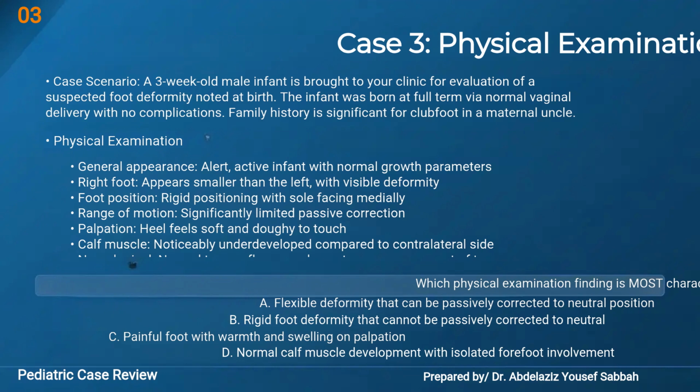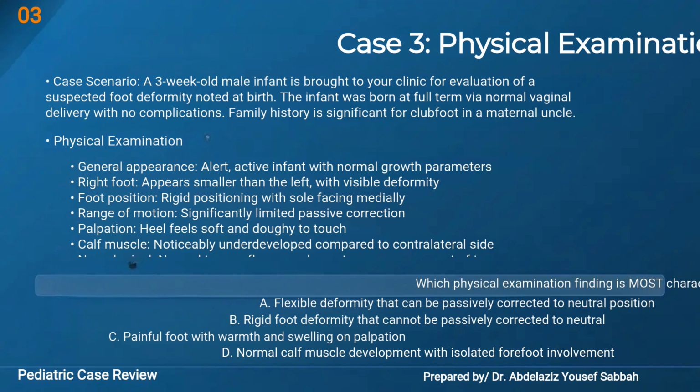The heel feels soft and doughy to touch. The calf muscle is noticeably underdeveloped compared to the contralateral side. Neurological examination is normal with intact tone, reflexes, and spontaneous toe movement. Which physical examination finding is most characteristic of idiopathic clubfoot in this infant?